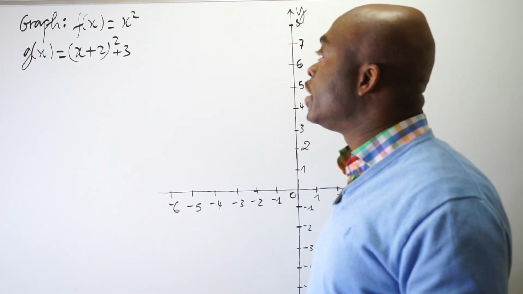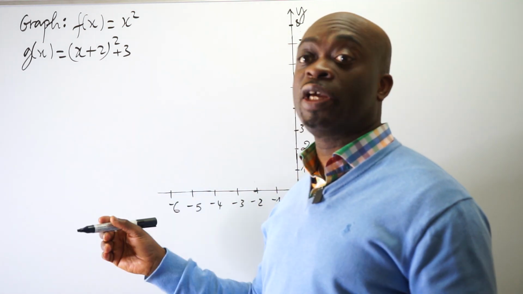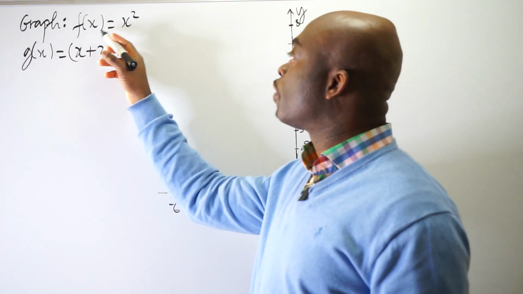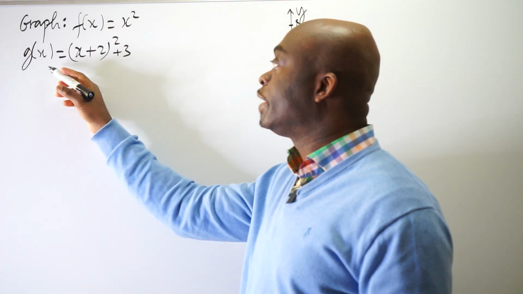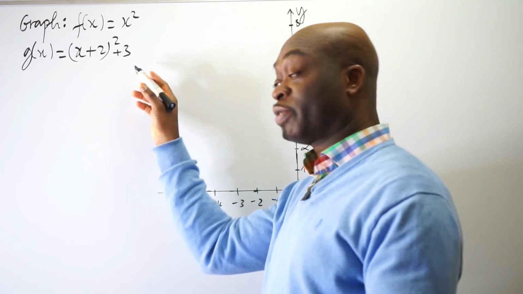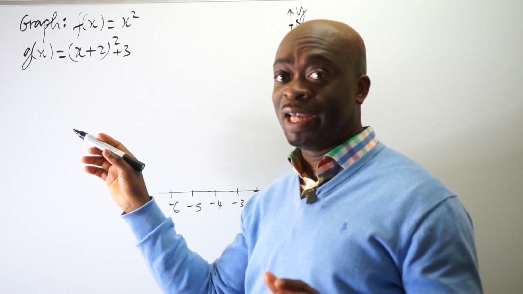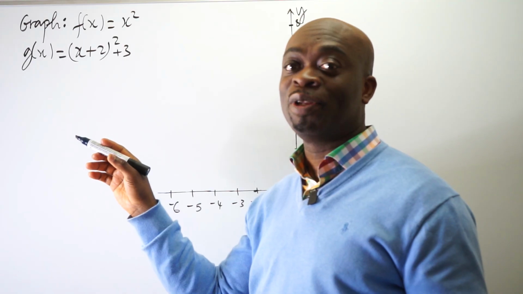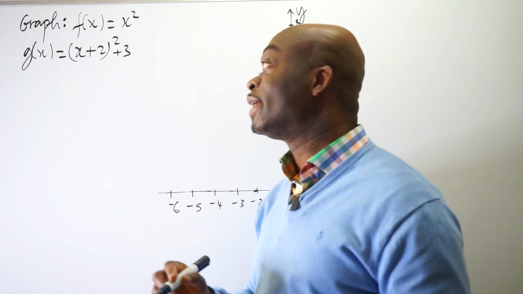So we have to graph these two functions here, okay? Function f of x equals x to the second power, and function g of x equals (x plus 2) to the second power plus 3. This is a different ball game, but a very interesting problem, and you will see how easy we're going to make it, okay?